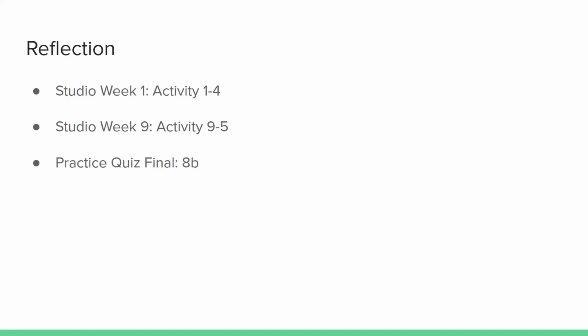Now, connecting this even more to class, in Physics 213, we did some specific examples in Studio and through practice quiz that reflect what we've covered today about radiation. We have 3 examples here that come from Studio Week 1, Week 9, and also the practice quiz for the final.